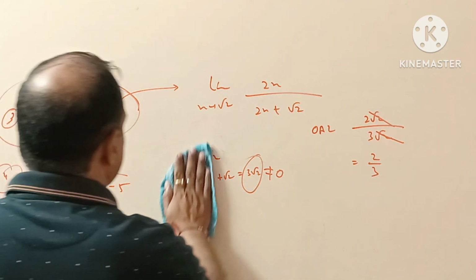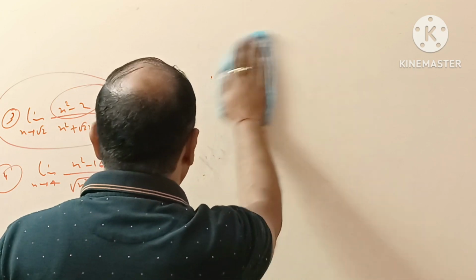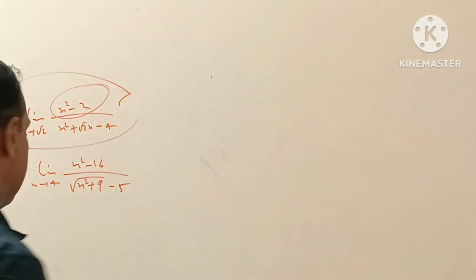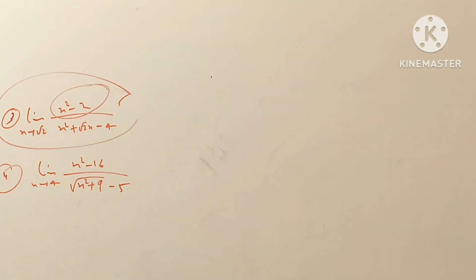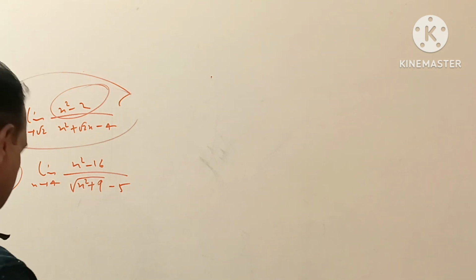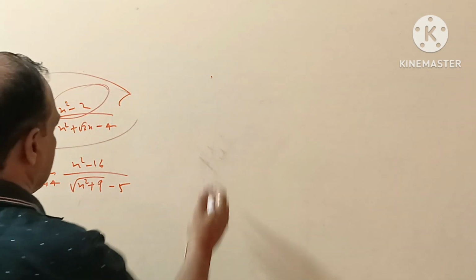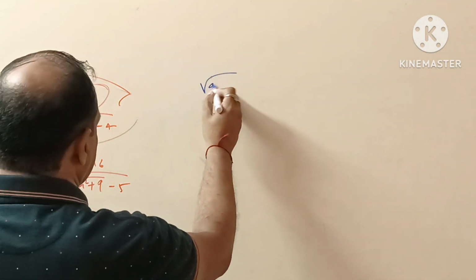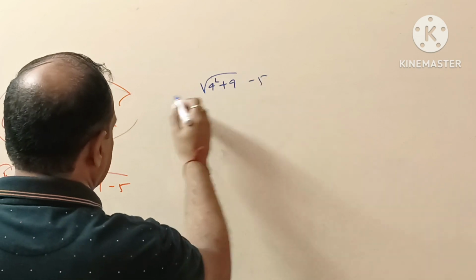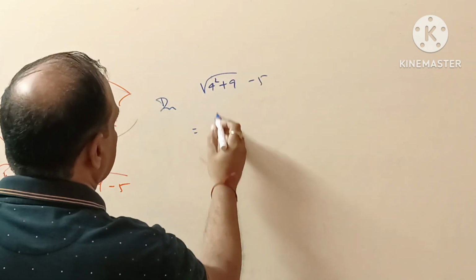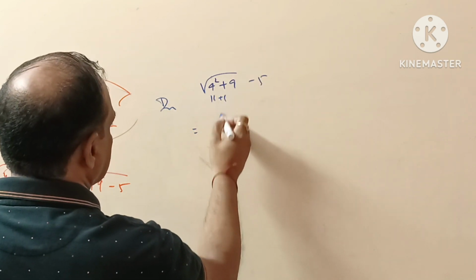In the next question, I have x square minus 16, sorry, x square minus 16 over under root x square plus 9 minus 5. If I try to apply the limit as 4, I will have 4 square plus 9 minus 5 in the denominator, and it will give me 16 plus 9, which is 25.